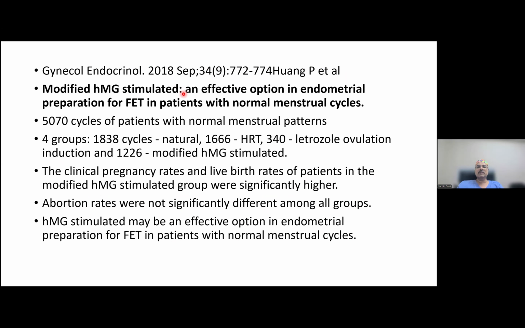And last but not the least, modified HMG stimulation. This was a nice paper where they had 5,000 odd patients in four groups: 1,800 natural, 1,600 HRT, 340 letrozole, and 1,200 modified HMG stimulated. They found that clinical pregnancy rates and live birth rates in the modified HMG stimulated group were significantly higher, and abortion rates were not significantly different amongst all groups of patients.